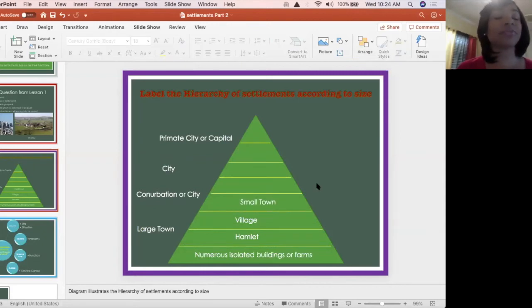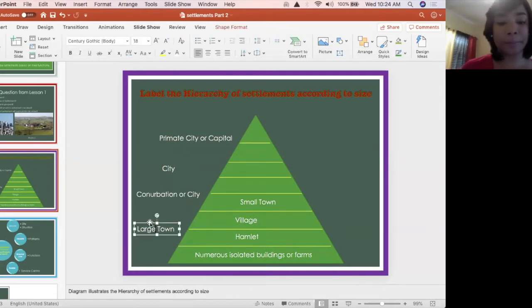And of course, if we know we have small town there, what will follow? Definitely our larger town. And remember the difference between your small town and your larger town. Your small town focuses more on your primary industries, your farming, your fishing, your mining, okay? Whereas your large town focuses more on the manufacturing of those primary industries, okay? The industrialization, okay?